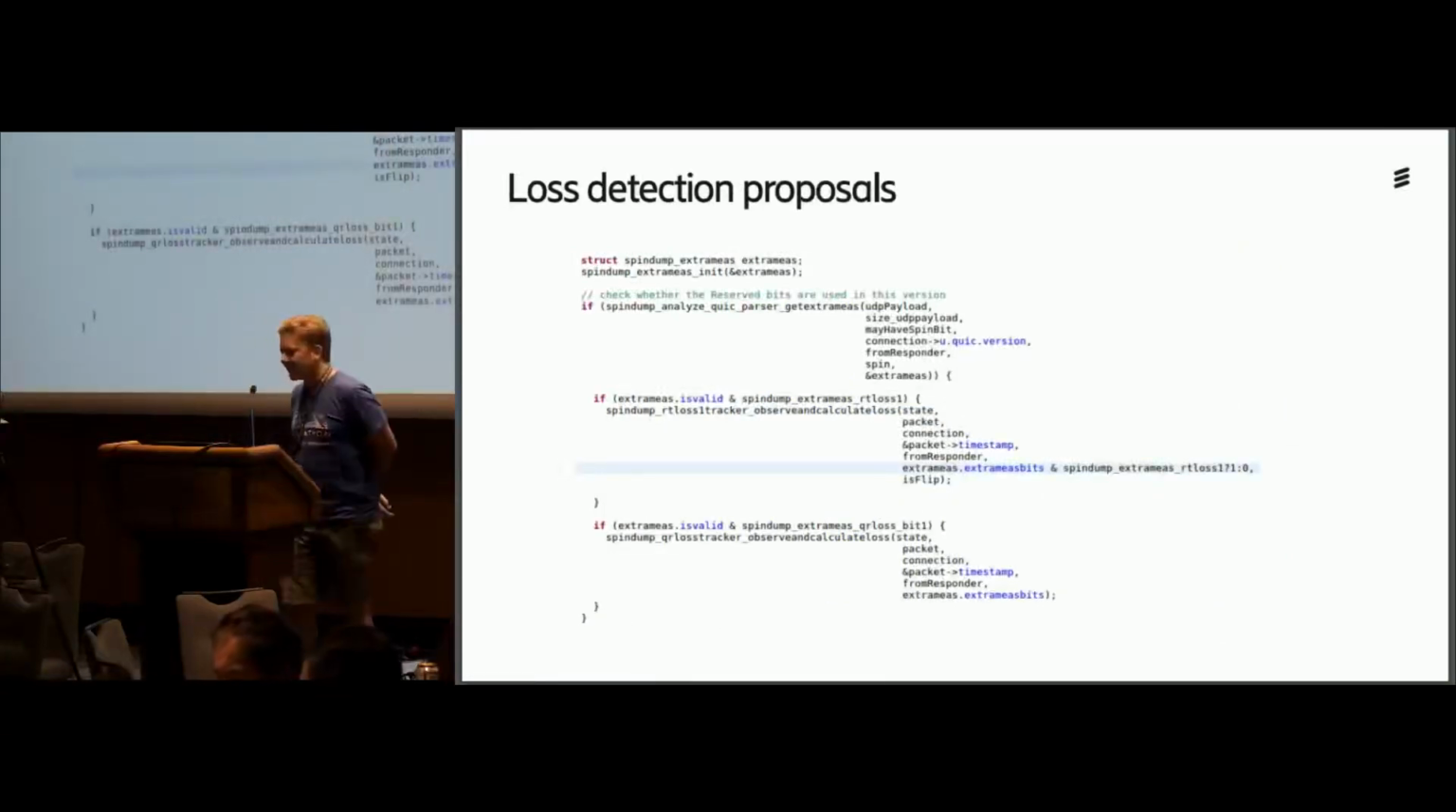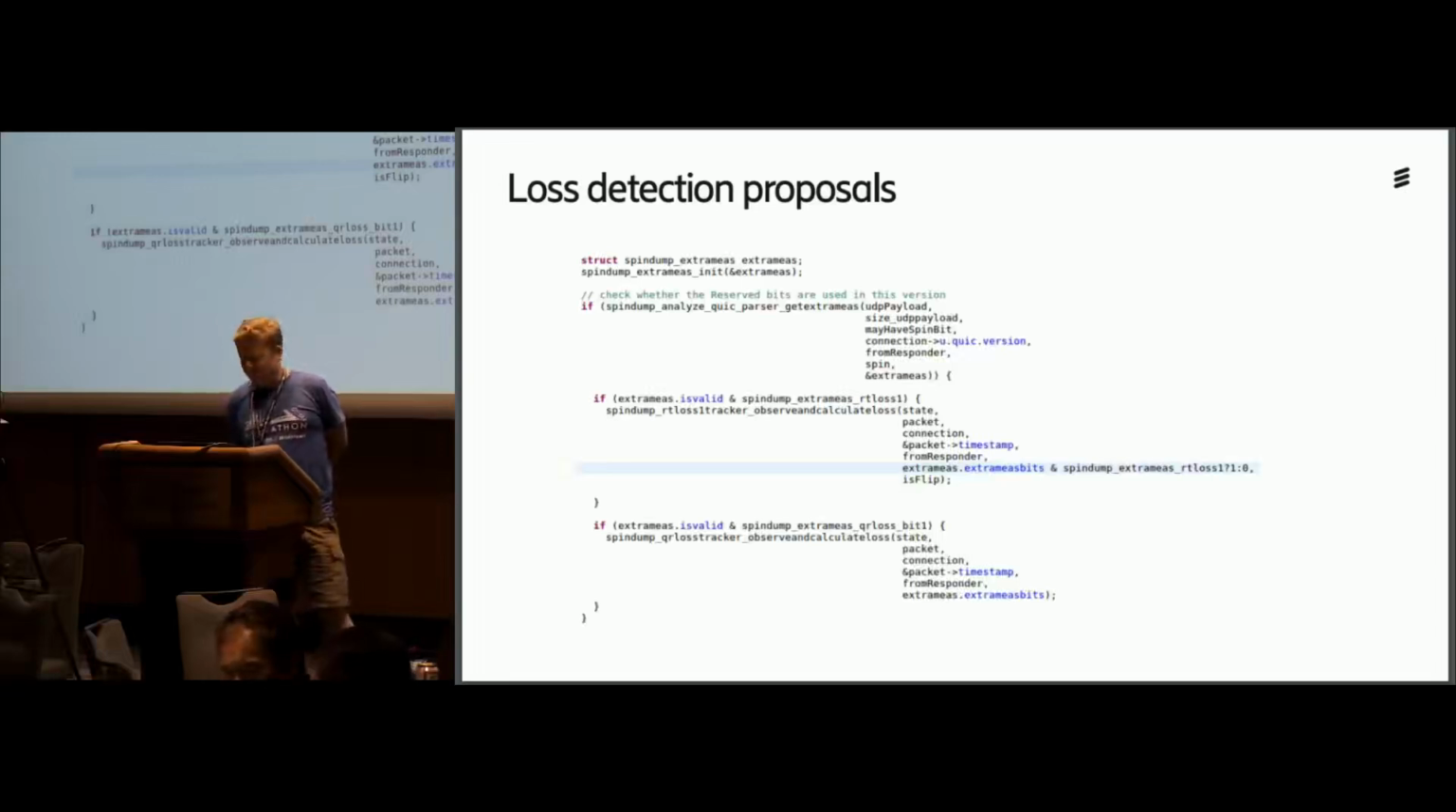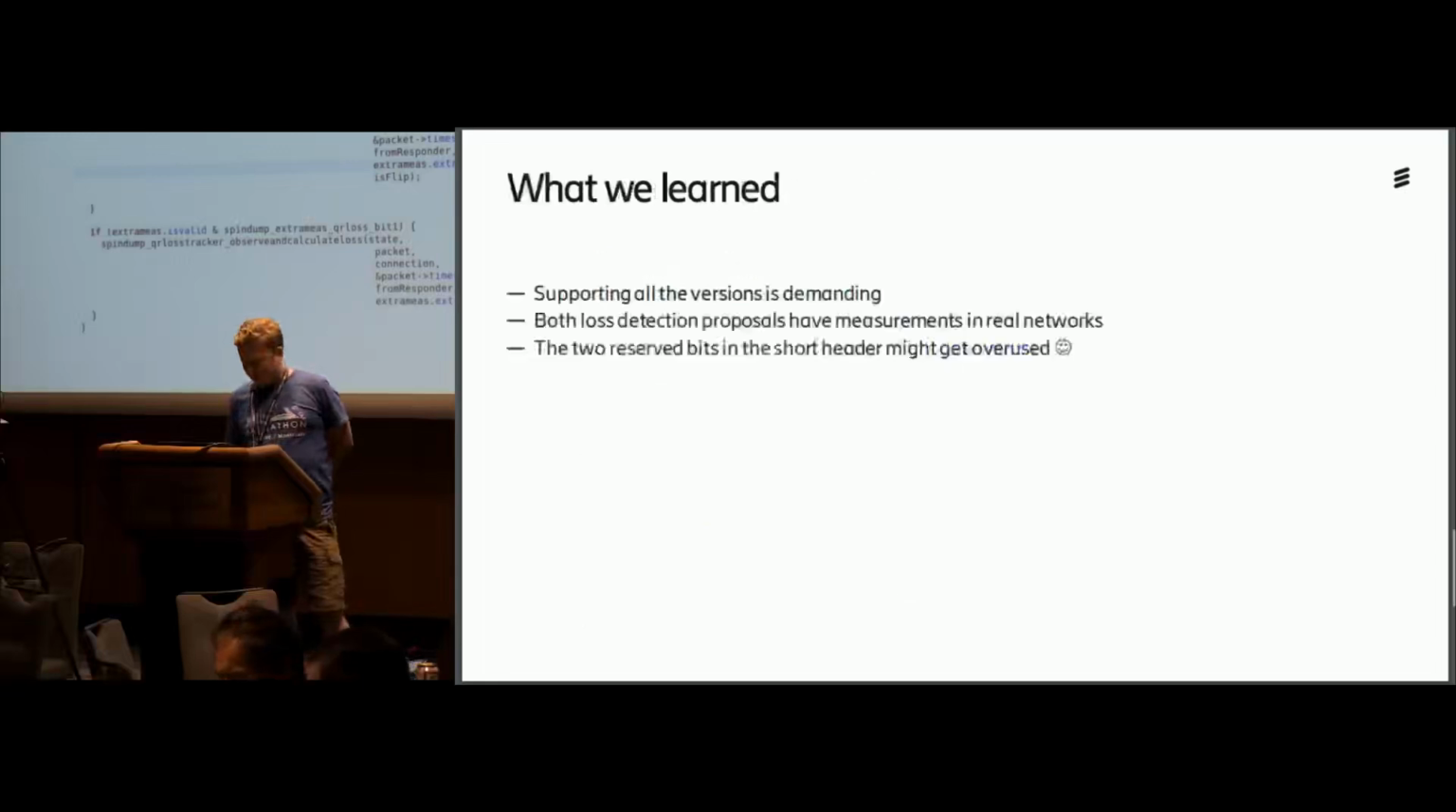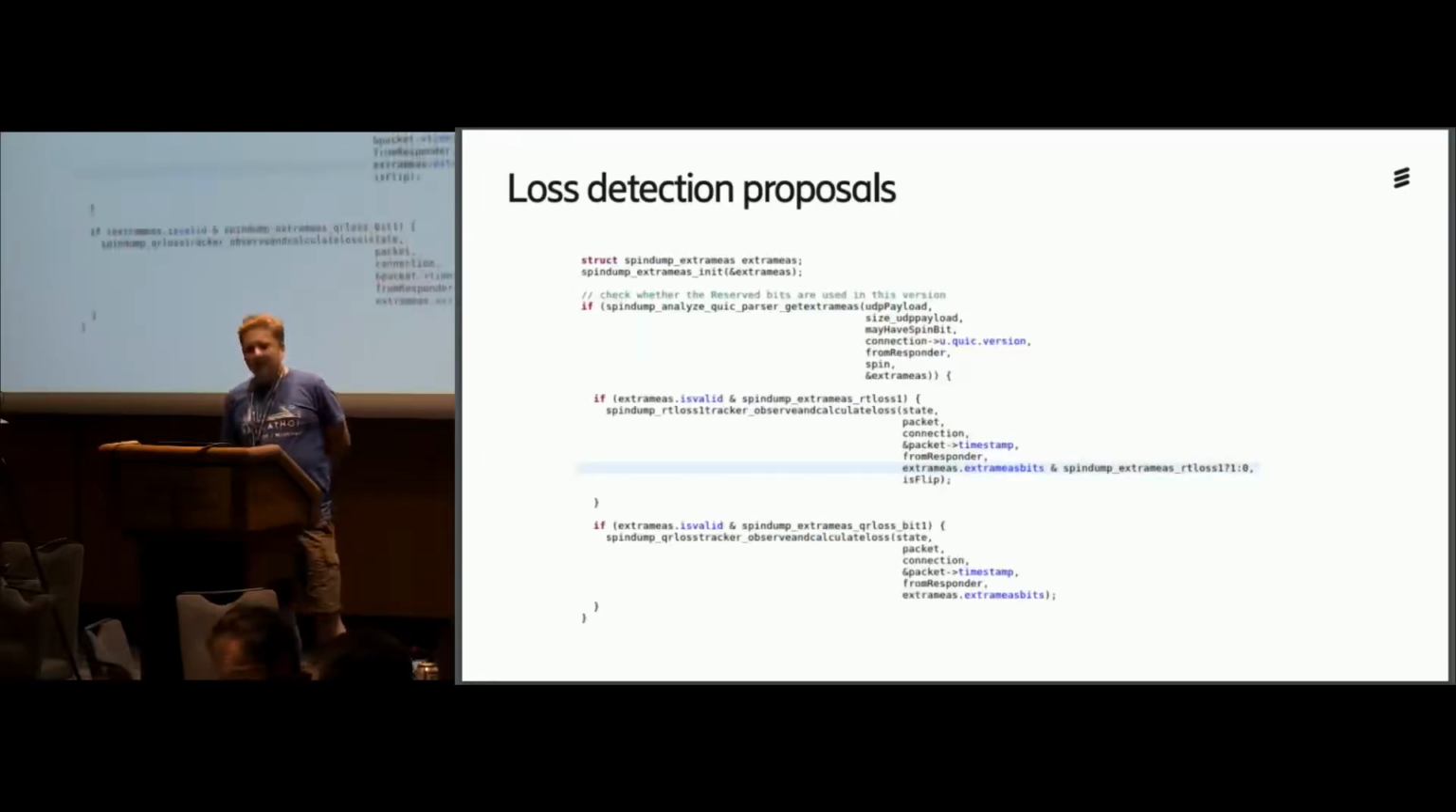So some of the loss detection proposals that got implemented was one that is based on these Q and R bits that will be presented at MAPRG. So we have that implemented, and we also have this round-trip loss measurement as well. So we have a bunch of proposals in there.